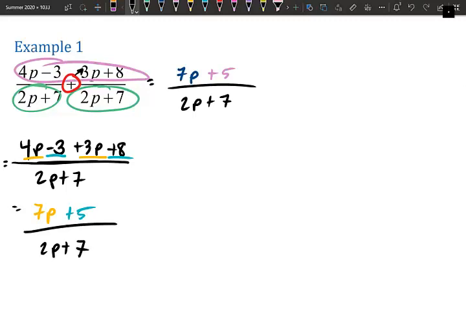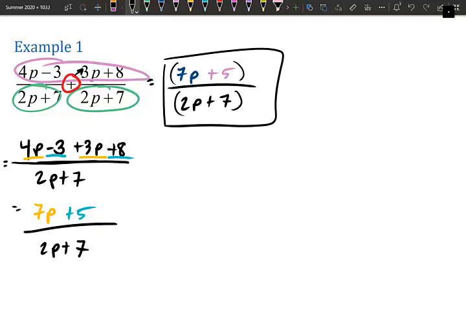So how do we know we're done? We're going to see if we can factor. Looking here, on the top, 7 and 5 have nothing in common. And remember, this is one whole thing. They're not identical. So on the bottom, 2p plus 7, they have nothing in common. That's our final answer.